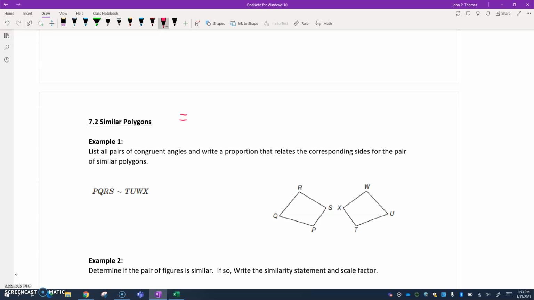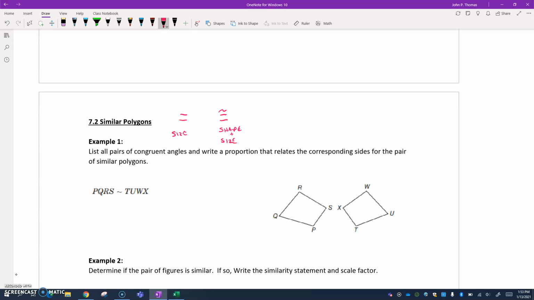Then we went on a little bit further in math and we talked about congruence. And congruence, we said, had the same shape and size. And we got this symbol, which was like an equal sign with a little squiggle above. So the first one is size. This one is shape and size.